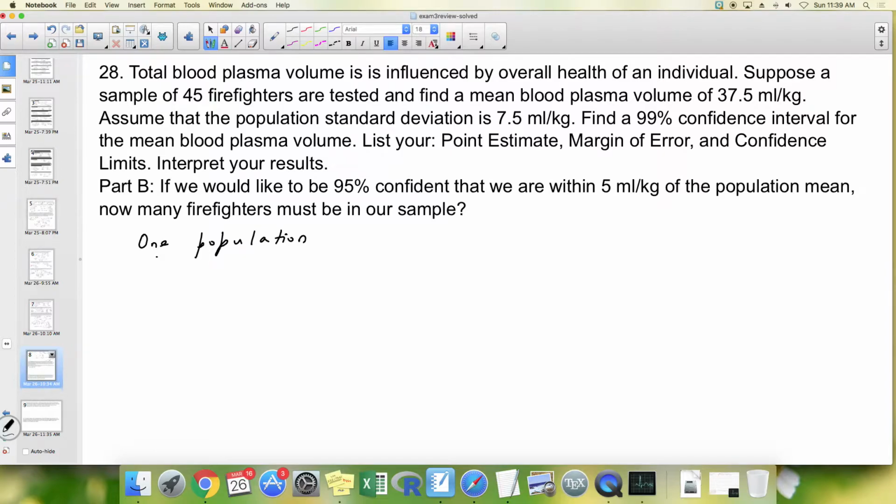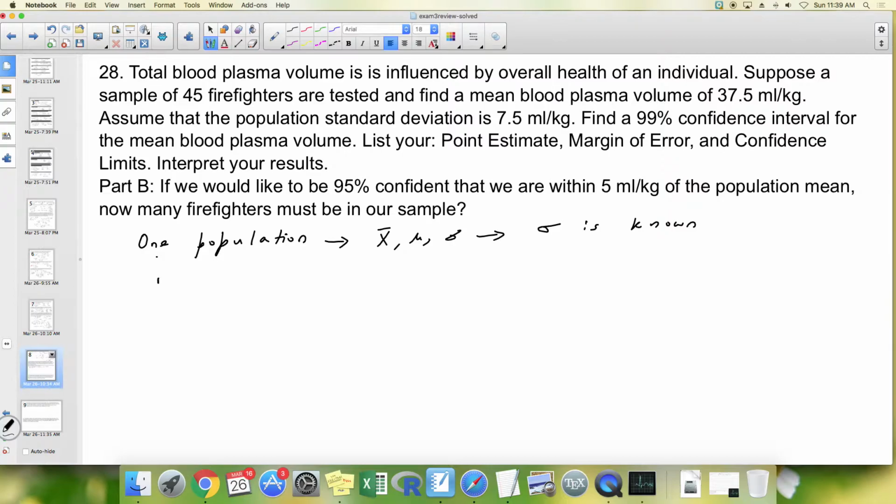So it's one population. Next we have to decide whether it's like x bar, mu, sigma, those kind of things, or p hat, those kind of things. So is it about mean or proportions? If you read the question, you shall find it's about mean. That means it's x bar, mu, sigma, all those things. Next, you have to decide whether sigma is known or sigma is unknown. In this problem, sigma is known. All right. So let's get on with it.